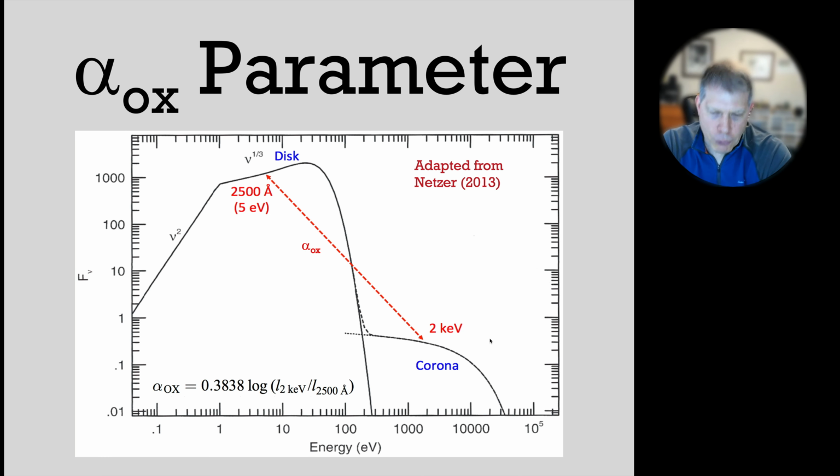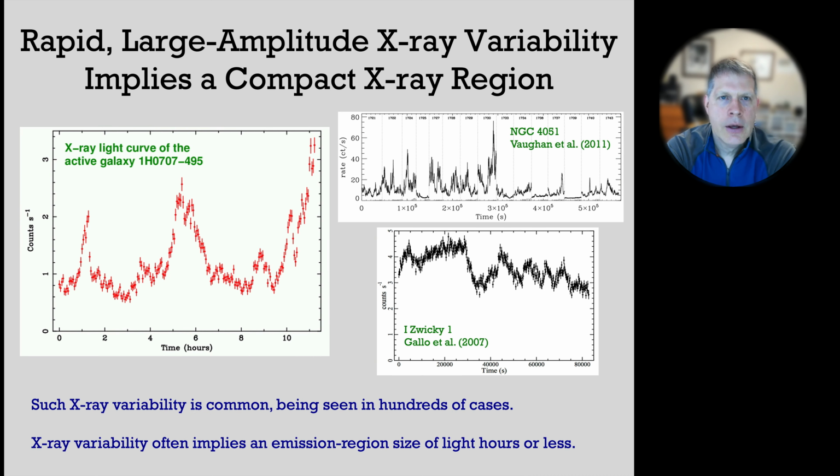Okay. Now, you might also say, well, now you've told us about this corona, yes, it's there, but, you know, really prove to me that this emission is coming from the immediate vicinity of the black hole. What is your evidence that the emission from the corona is mainly coming from the immediate vicinity of the black hole? Well, the best evidence that we have, the most robust evidence, comes from rapid large amplitude X-ray variability, which is commonly seen among these active galaxies. So this is the coronal emission. We see the coronal emission varying rapidly and by large amplitudes. And this implies a compact X-ray region.